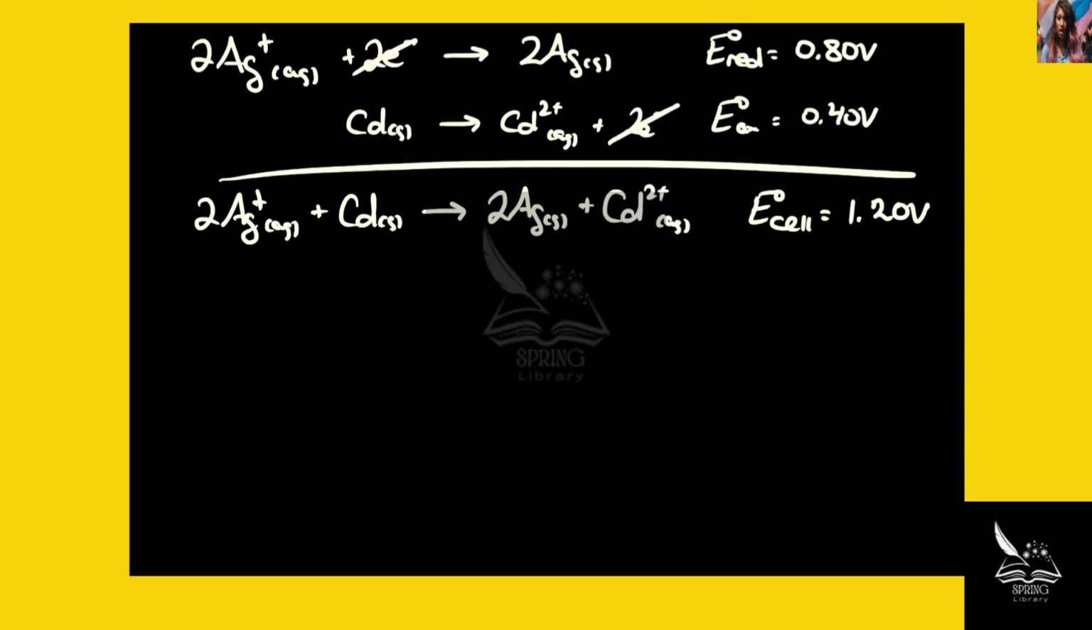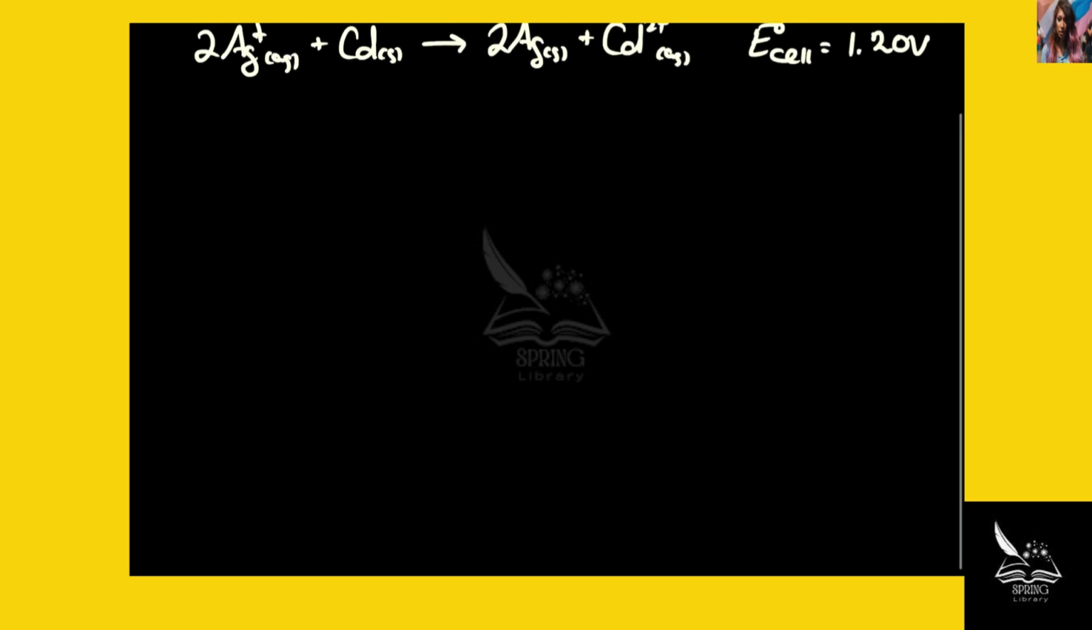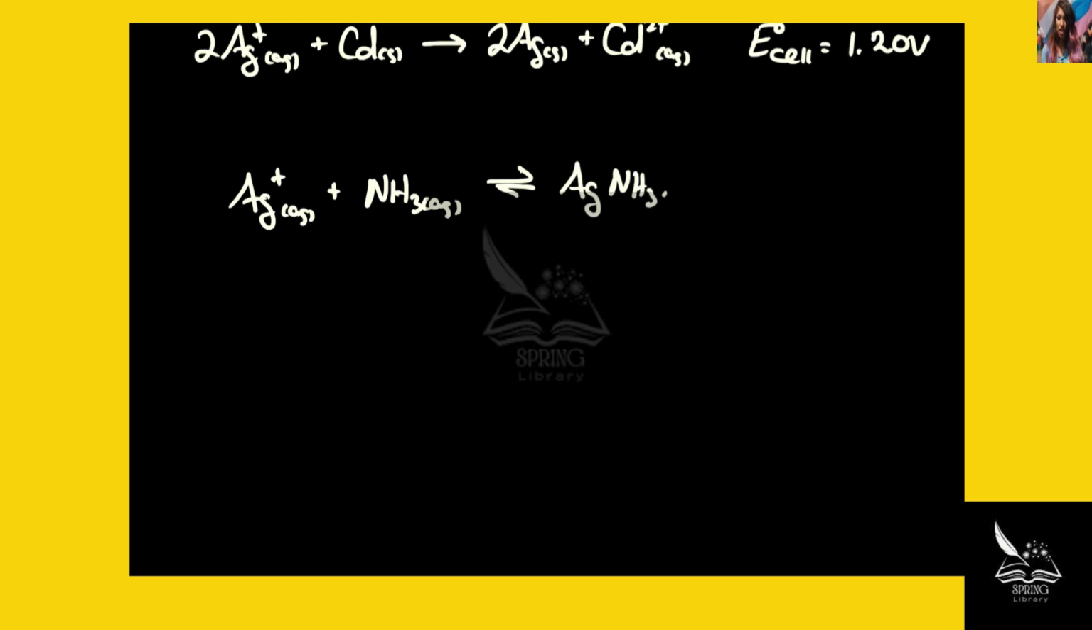Now let's create our equilibrium here. Ag+ plus NH3 in equilibrium with AgNH3+. K1 here is equal to 2.1 times 10 to the 3.